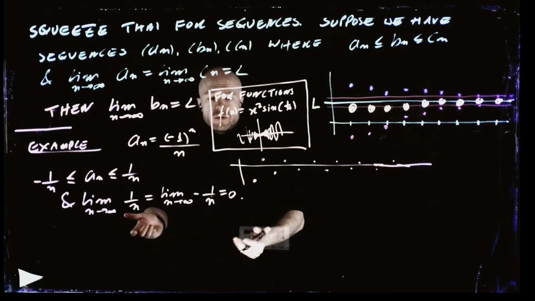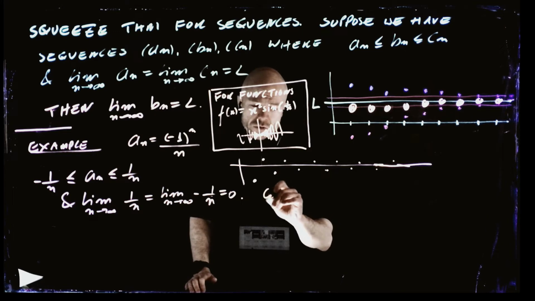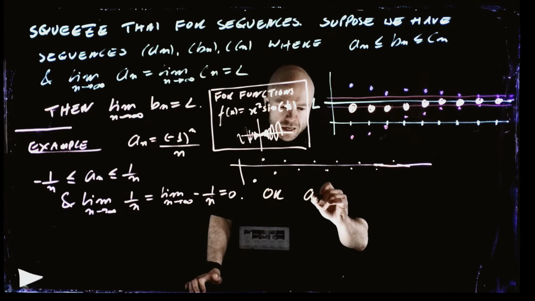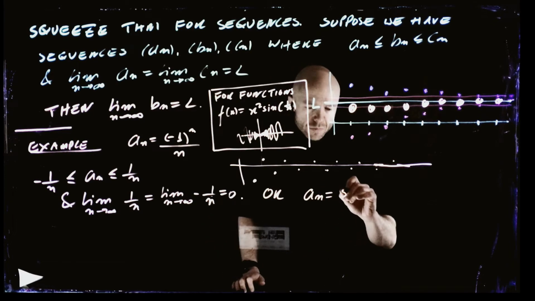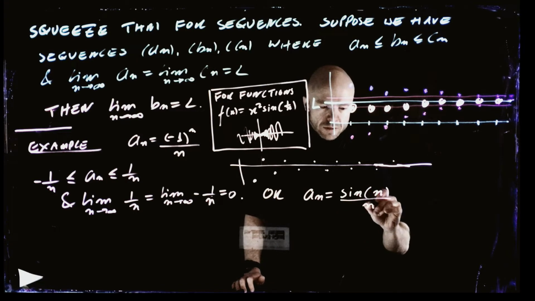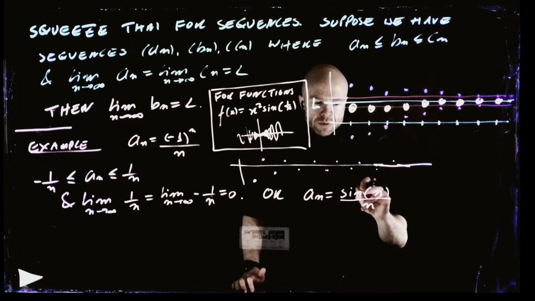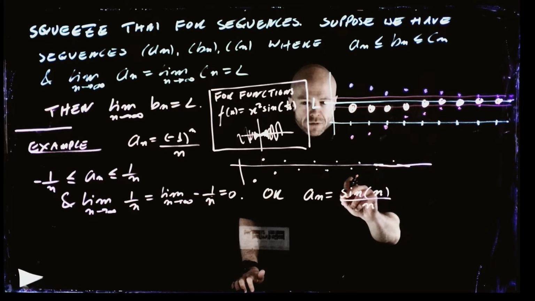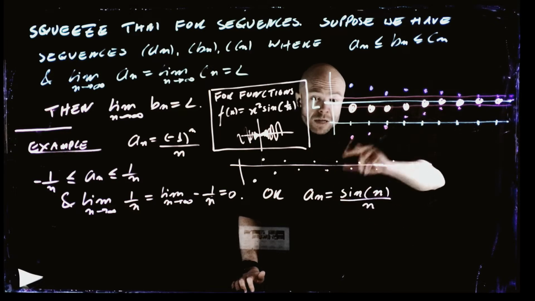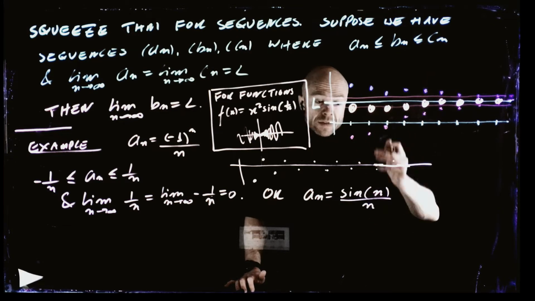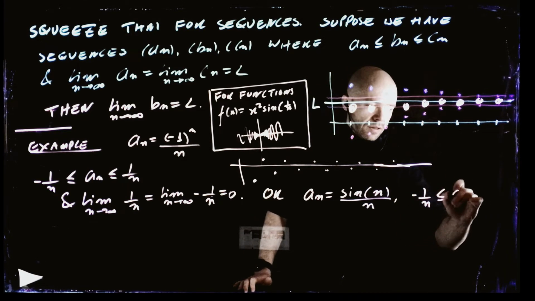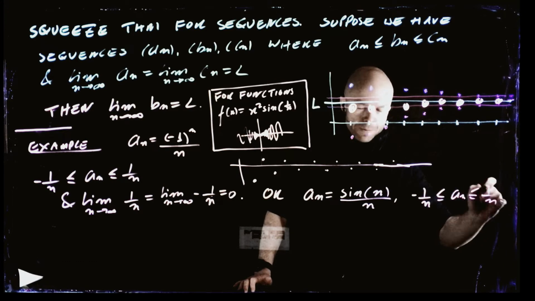Perhaps I could have handled that some other way, but we can create a worse sequence. For example, if we consider something like this, if we let a_n equal sine of n over n, then that's really strange, because it's really not so clear whether the sine of n is positive or negative, right? So that's harder to plot, and we don't know where this is going. Nevertheless, we still have that minus 1 over n is less than a_n is less than 1 over n.